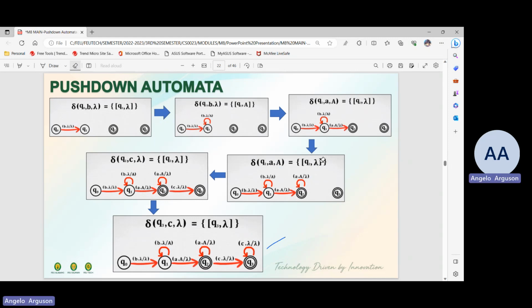So let's have it on this diagram. We have Q3 to itself. Our input now is a C, having nothing on our stack and nothing to be inserted. So again, we'll just rewrite it here on top of the lines.